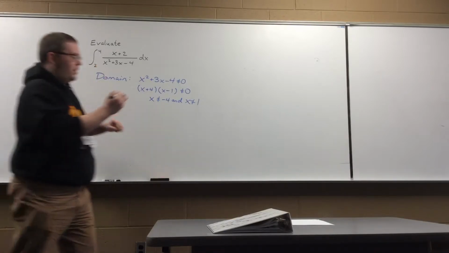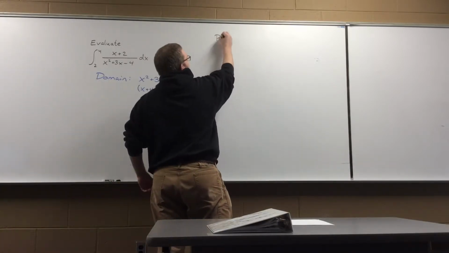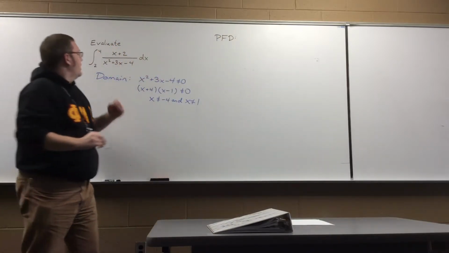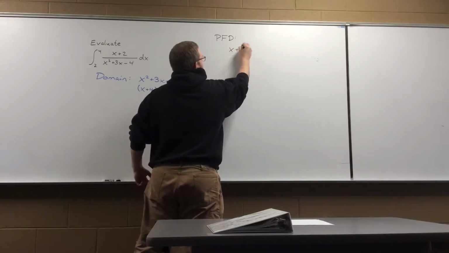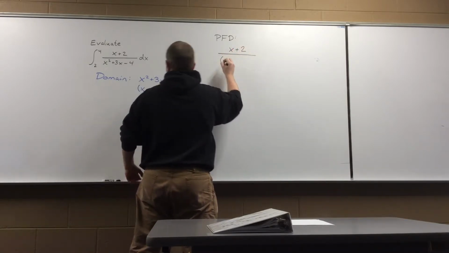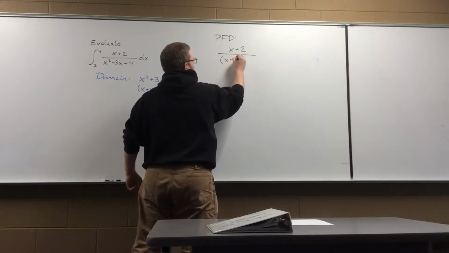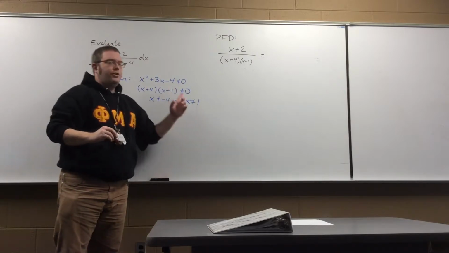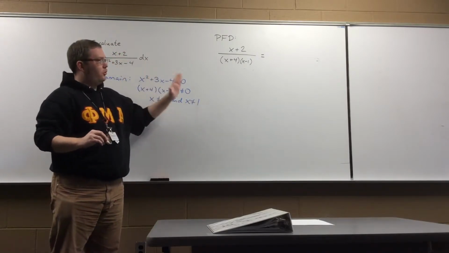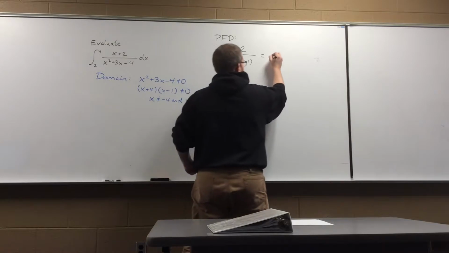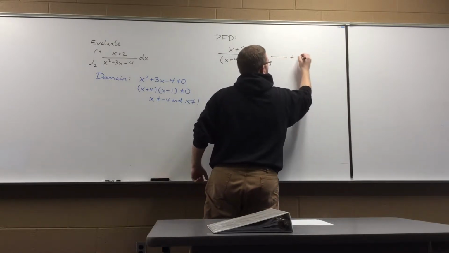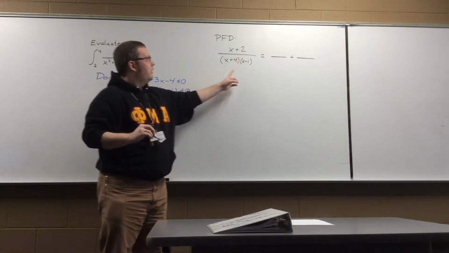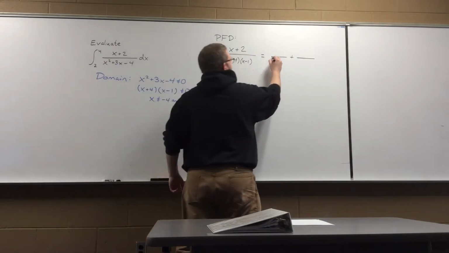Now that I have a factored denominator, it'll be a little bit easier to figure out. PFD, for partial fraction decomposition, says that after we have factored the denominator completely, which we did in order to find the domain, each factor from the denominator is allowed to get its own rational expression. So we'll set this up as x plus 4 could be a denominator, and x minus 1 could be a denominator as well.